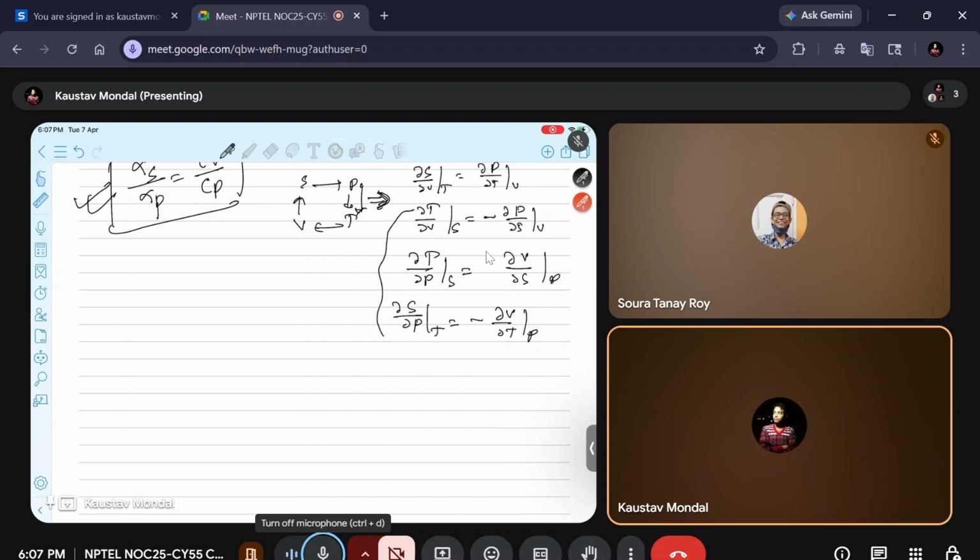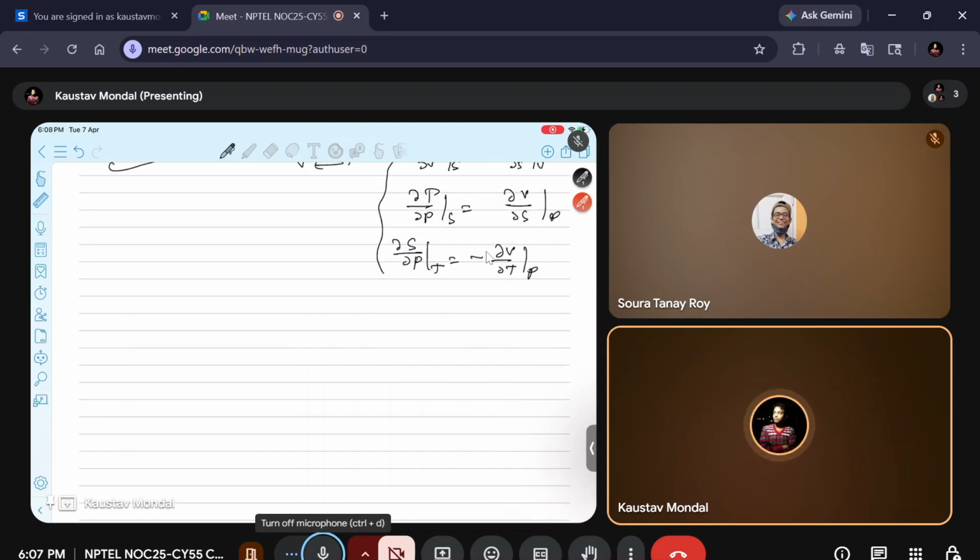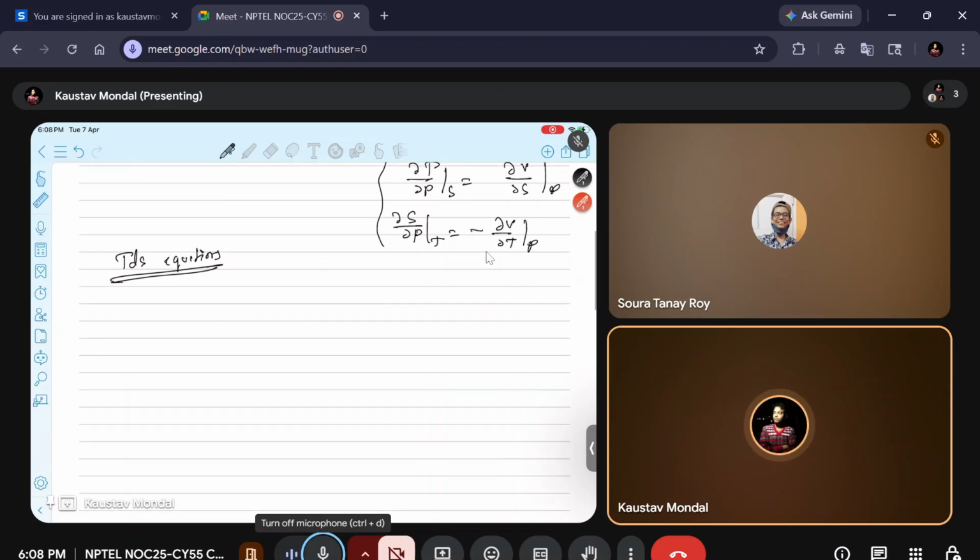Next we discuss the TdS equations. There are three TdS equations. There are three thermodynamic coordinates, P, V and T, and two of them you have to take as independent coordinates. Any two of them you can take. In the first case we consider the entropy as a function of T and V, so T and V are the independent coordinates.